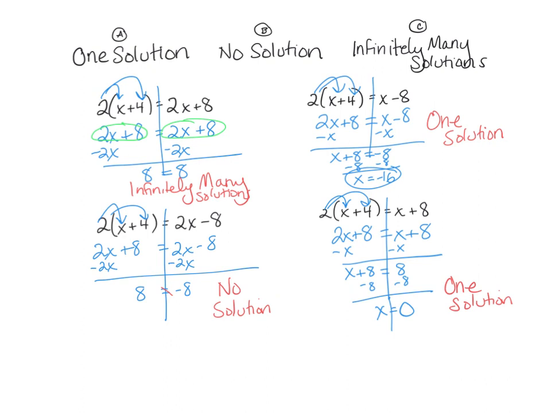And then last but not least, our third choice is having infinitely many. That is when we end up with the same thing on the left as we do on the right. That means that no matter what we put in for our variable, it will be true. So we have an infinite number of solutions for our variable.